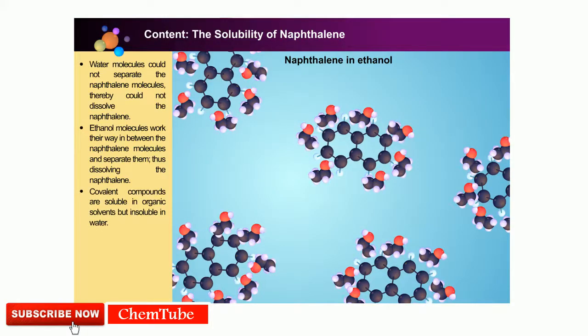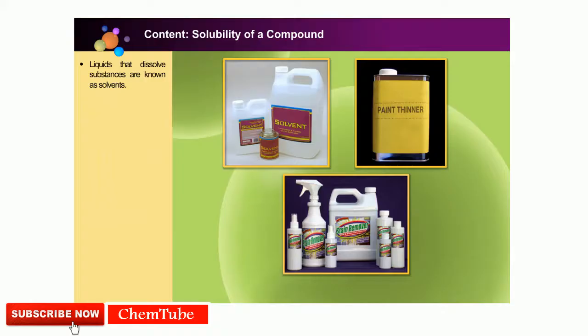We can say that covalent compounds are soluble in organic solvents, but insoluble in water. In general, the solubility of covalent compounds is the reverse of ionic compounds. Liquids that dissolve substances are known as solvents. Covalent compounds with carbon atoms which have this property are called organic solvents.